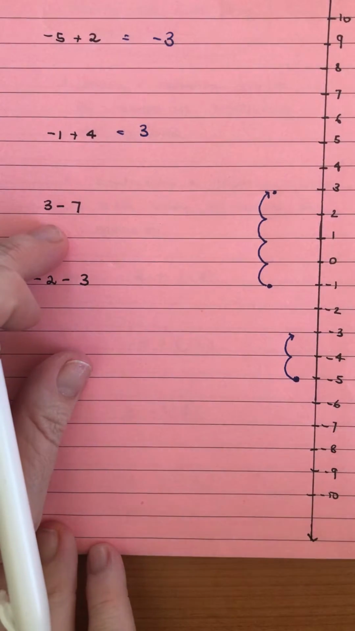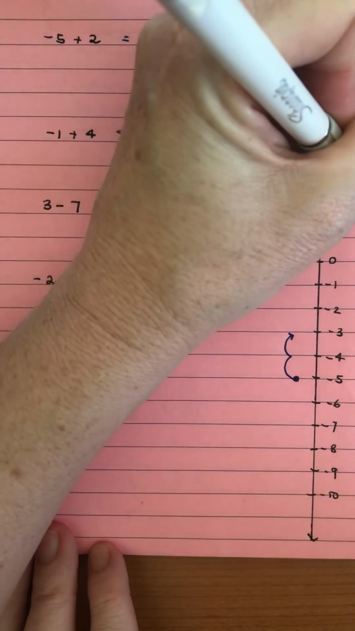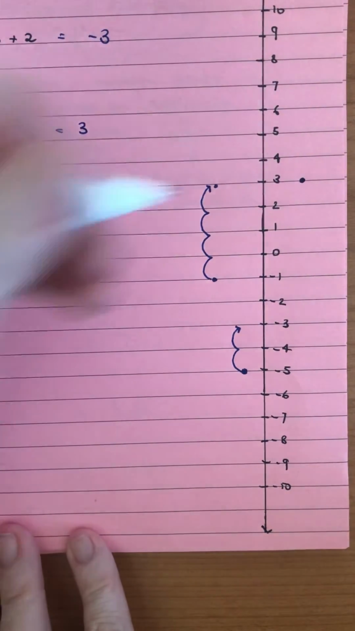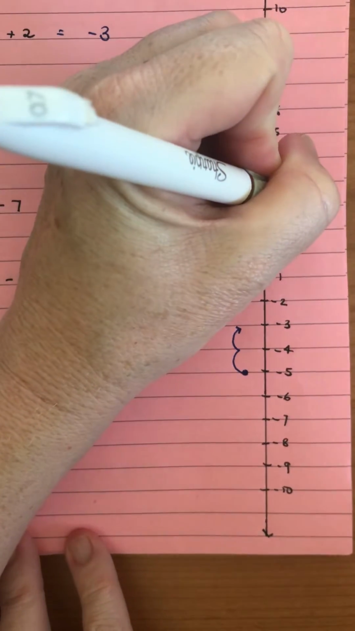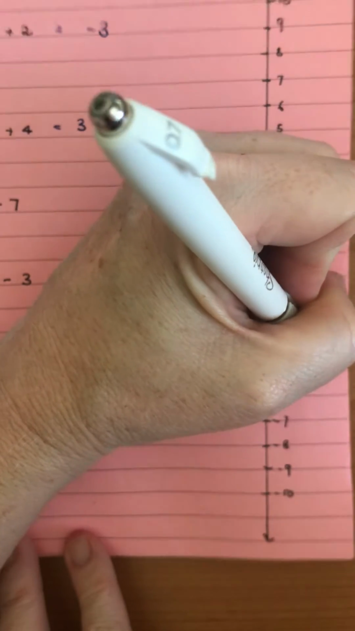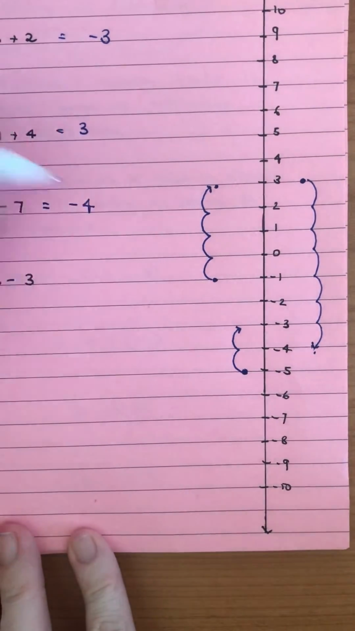The next one I've got is starting at 3 and I'm going to go down 7. So I'm going to pop this on this side, so I've got a bit more space to show that. So I'm at 3 and I'm going to go down 7. 1, 2, 3, 4, 5, 6, 7. So that takes me to -4.